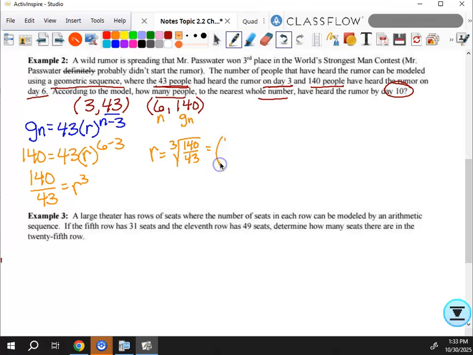Remember that a cube root is the same thing as 140 over 43 to the 1/3 power. And in my opinion, it would just be faster for me to go ahead and type this in than to try and find the cube root or punch stuff in. Okay, but they both work. Okay, we good? Brandon, sit up. All right, so that's R.